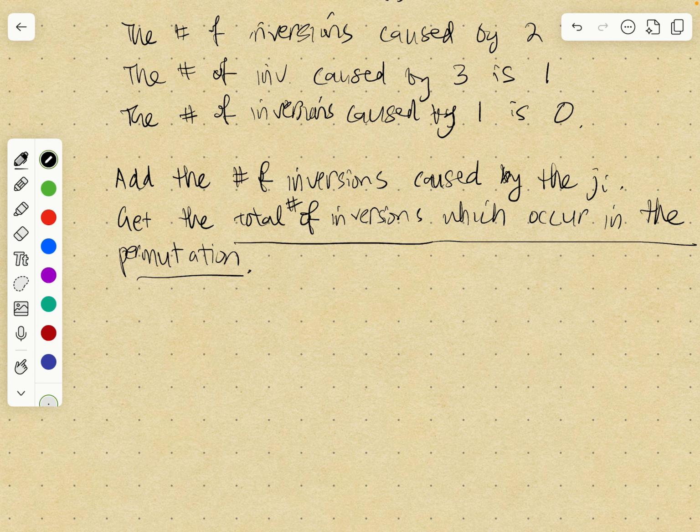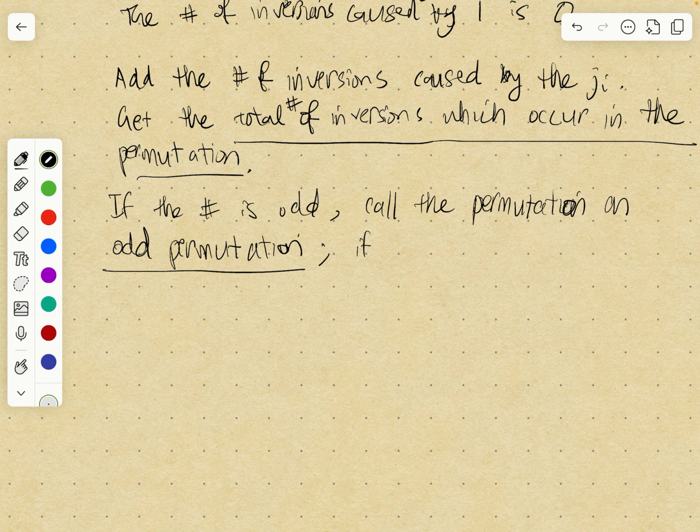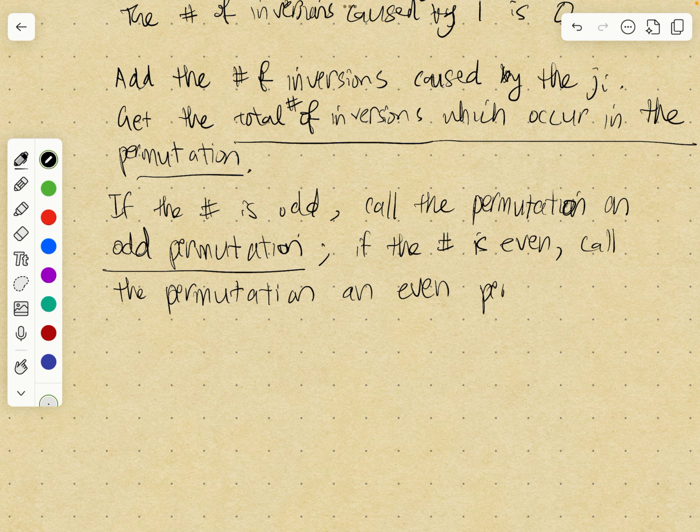Now, if the number that you get is odd, then we say that the permutation is an odd permutation. And otherwise, it's called even. So if the total number of inversions is even, then you call the permutation an even permutation.